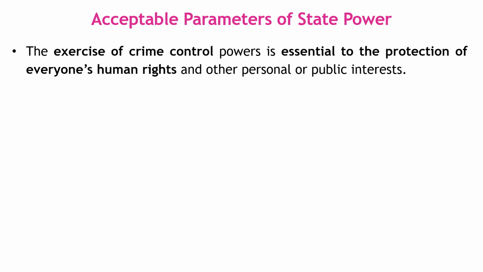First and foremost, it is important to realize that the exercise of crime control powers is essential to the protection of everyone's human dignity and all personal or public interests. We all have competing interests, and for that reason, there is this idea of law that keeps each of us in our specific scope or sphere so that we don't infringe on each other's rights. Now, part of exercising crime control powers is to make sure that everyone stays within these specific parameters of rights and freedoms so that we don't infringe on other people's rights. So crime control is necessary.